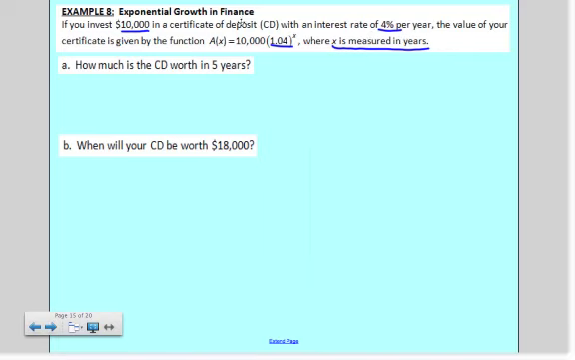I mean, this is a CD. You want your money to increase. So you have 1 plus, it's 100% plus 4%. So we want all of the $10,000 to be in there plus 4% more. So that's what that means.